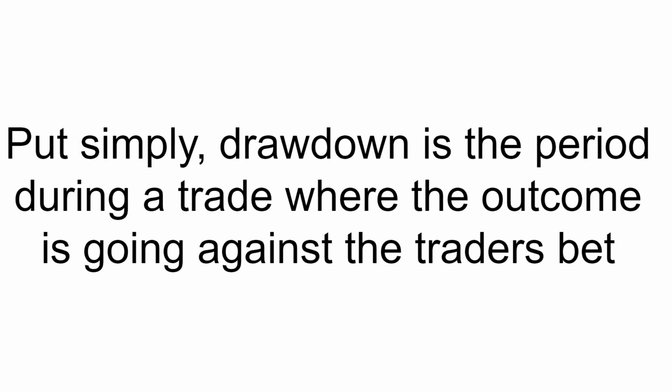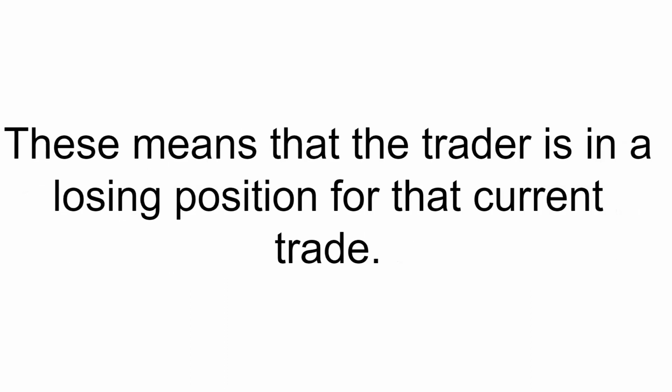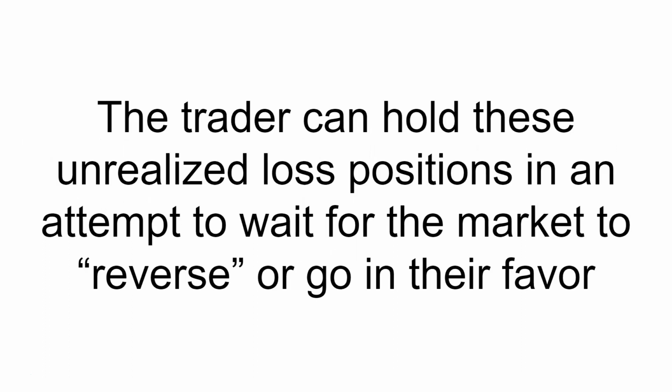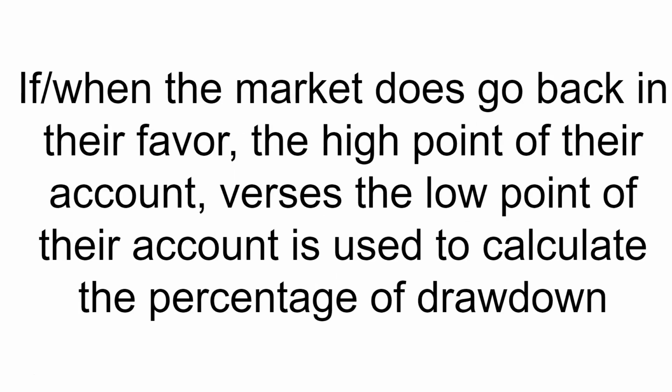Put simply, drawdown is the period during a trade where the outcome is going against the trader's bet. This means that the trader is in a losing position for that current trade. The trader can hold these unrealized loss positions in an attempt to wait for the market to reverse or go in their favor. If or when the market does go back in their favor, the high point of their account versus the low point of their account is used to calculate the percentage of drawdown. This is also known as the peak versus trough.